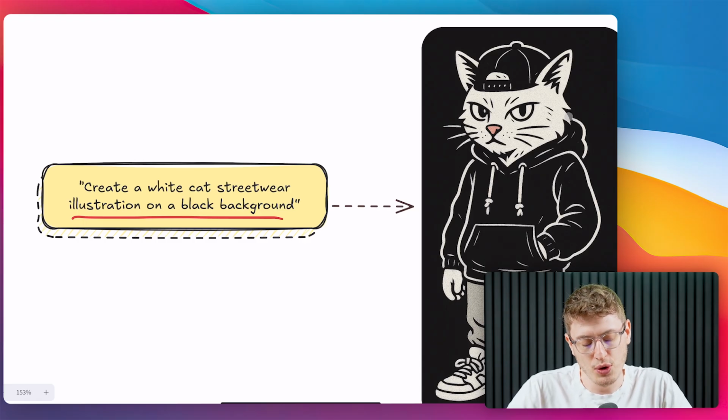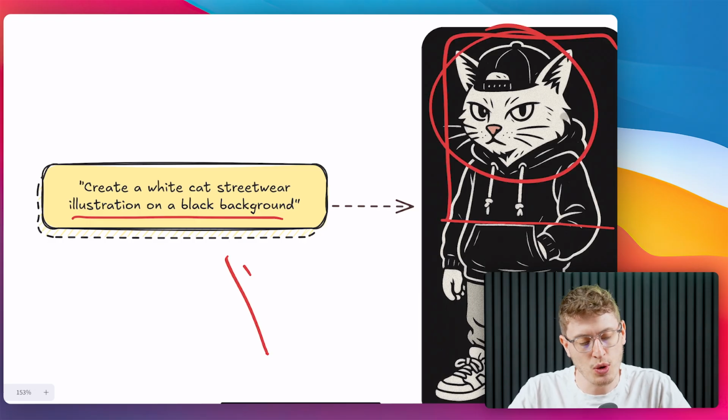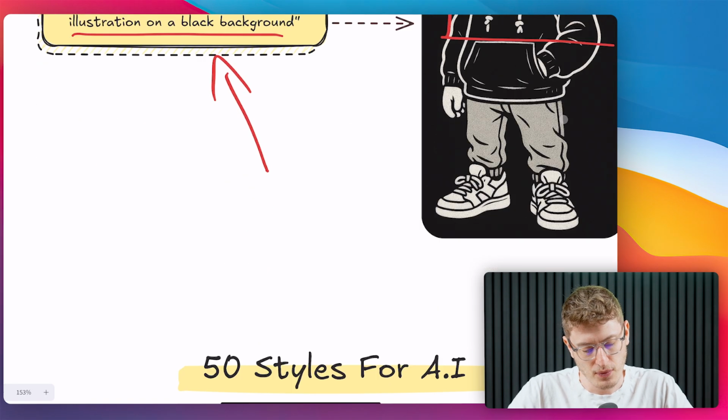You could ask, in this case, ChatGPT, to create the cat doing a specific thing. So whether the cat's sitting, standing, maybe you want the upper half of the cat, maybe you just want the face of the cat. You can be as specific as you want in the prompt.